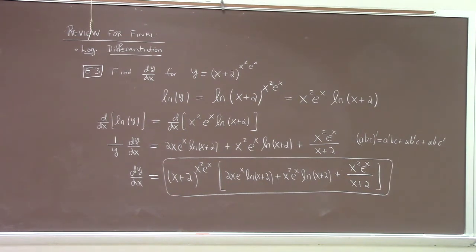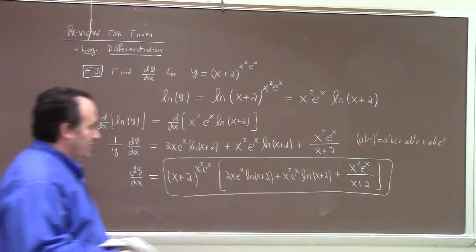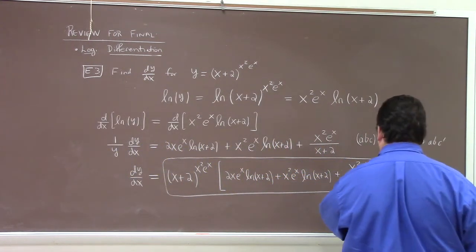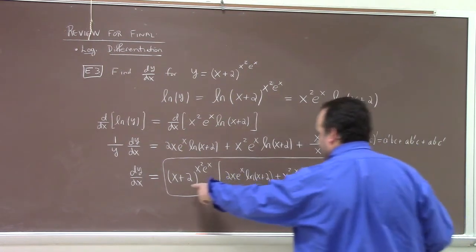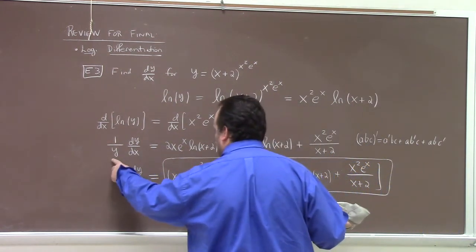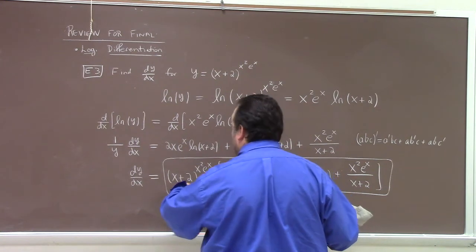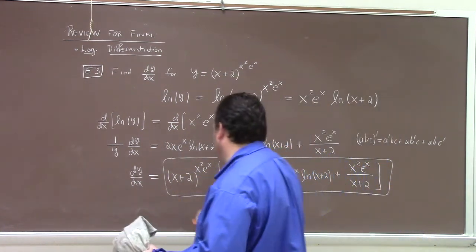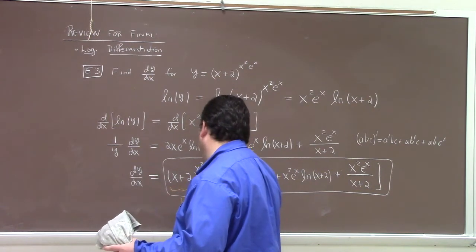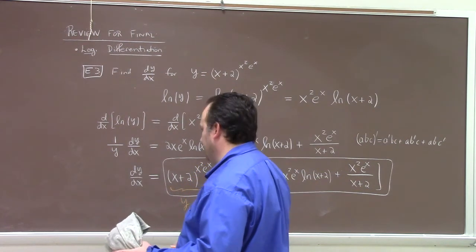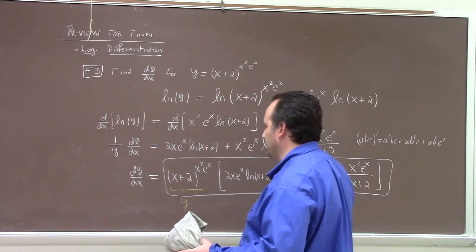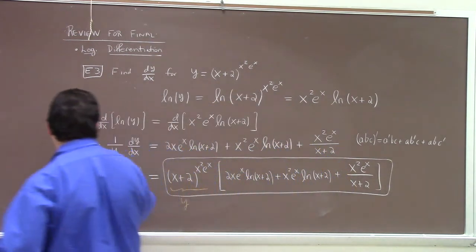Where did that other term come from? X plus 2 or? Oh, this one? No, down on the left. Oh, that's y. I multiply y to the other side. This is y. So multiply y to the other side. Right. All right. So I solve for dy dx.